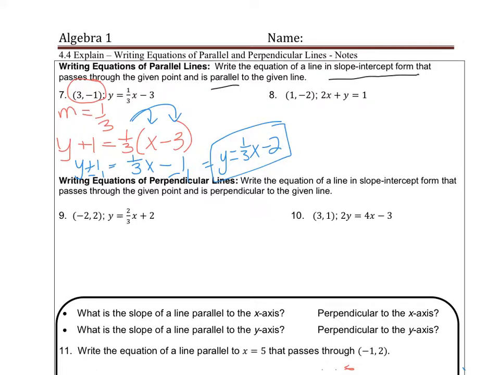Okay, so on number 8, they haven't given us an equation in slope-intercept form, so they haven't given us the slope. We'll have to solve the first equation for y to get our slope. Then we'll have to take that slope and the point, put it in point slope form, and solve our new equation for y in order to get the answer. So I want you to do that on your own. Pause the video, work your way through all the process, and then check back to check your answer.